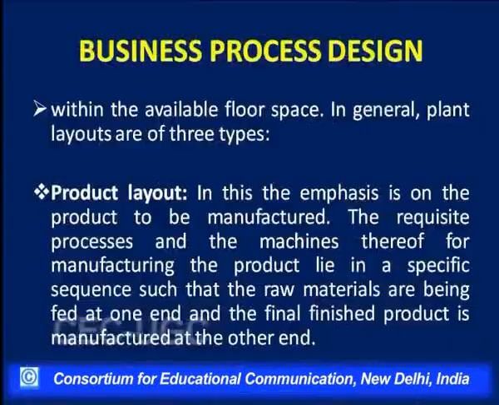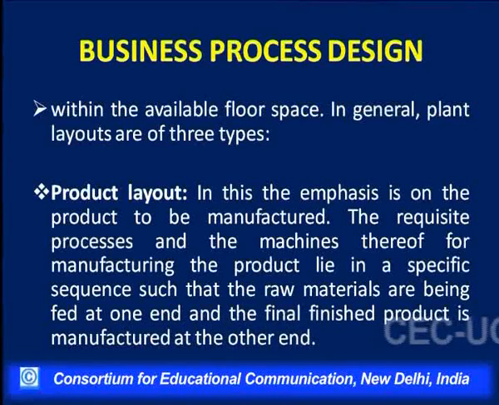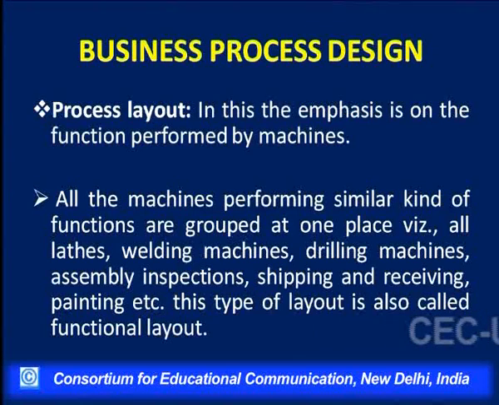Now, within the available floor space, etc., in general, the plant layouts are of three types. The product layout. So first we'll talk about the product layout. Now, in this, the emphasis is on the product to be manufactured. The requisite process and the machines thereof for manufacturing the product lie in a very specific sequence, such that the raw material is fed at one end and the final finished product is manufactured at the other end. So that was the product layout.